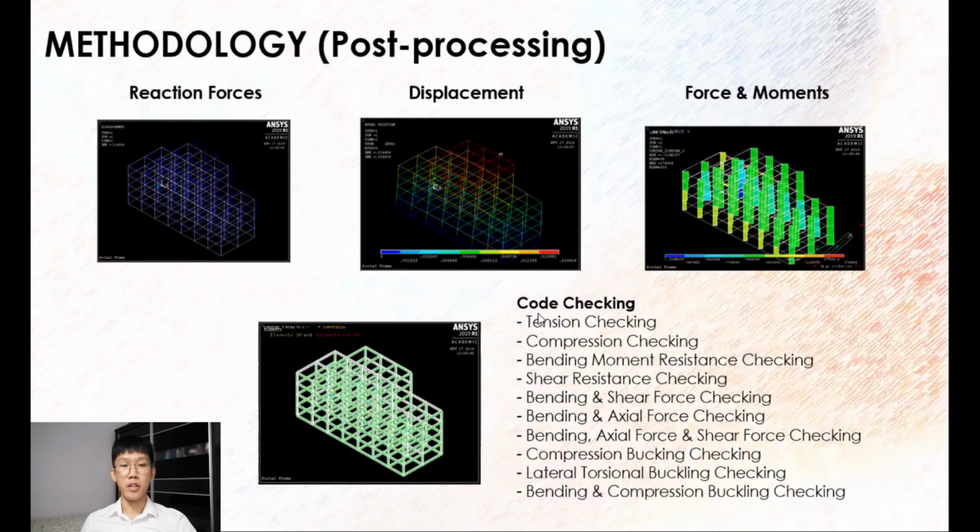For the code checking, we have tension, compression, bending moment resistance, shear resistance, bending and shear force, compression buckling, lateral torsional buckling, and bending and compression buckling checking.